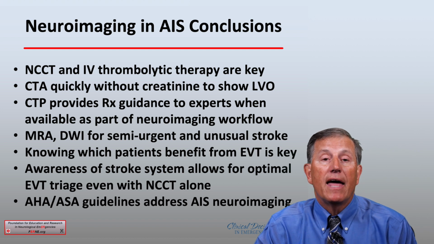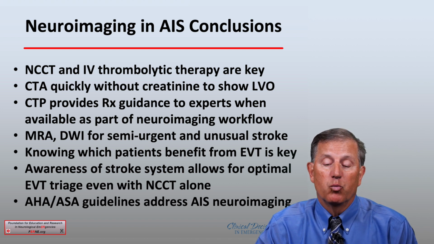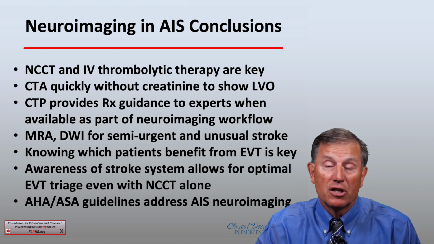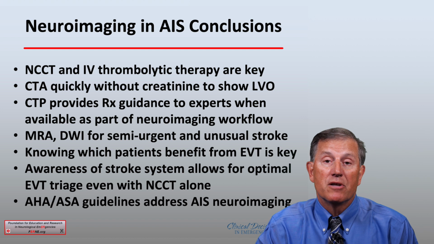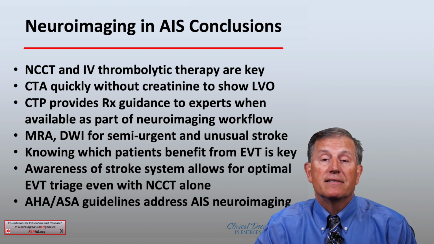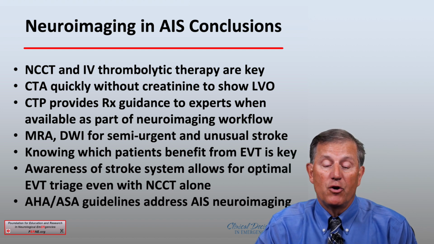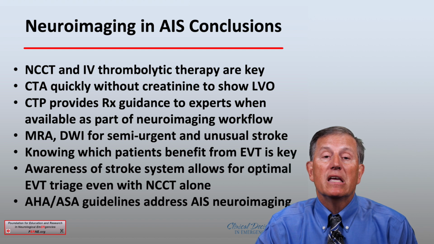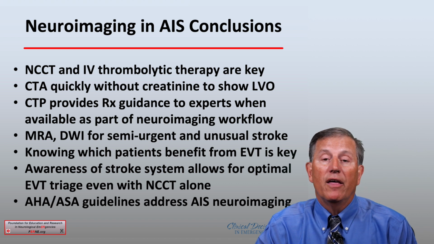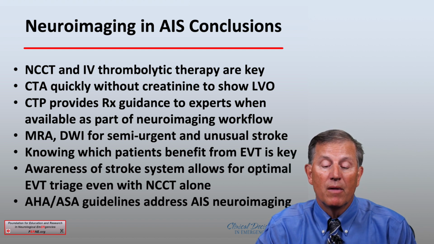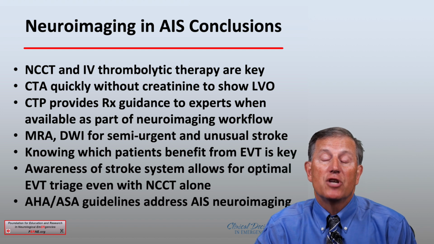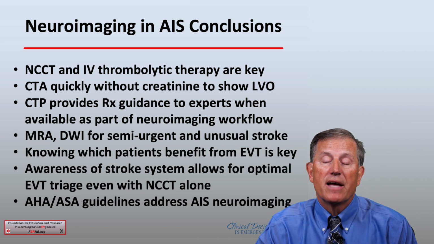We know that if we can identify which patients will benefit from endovascular therapy, this is key, especially because endovascular therapies are still underutilized in patients who have stroke and are evaluated in the acute setting. We know that awareness of your stroke system will allow for optimal EVT triage, even with non-contrast CT alone. And we know that the AHA/ASA guidelines address AIS neuroimaging quite well.